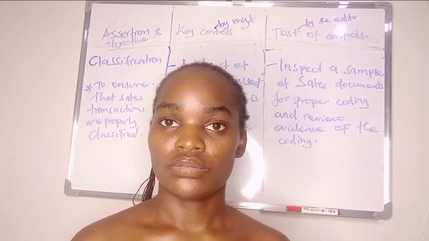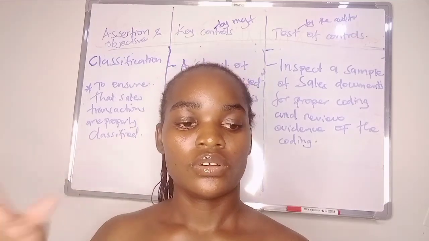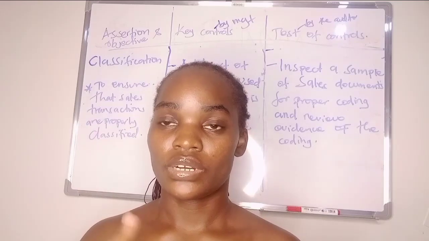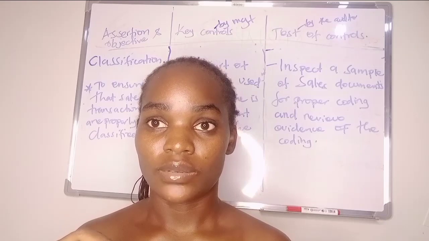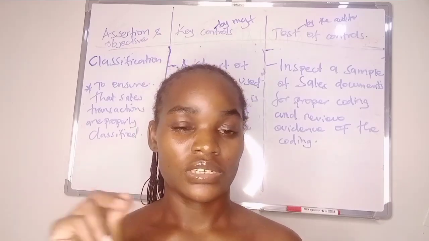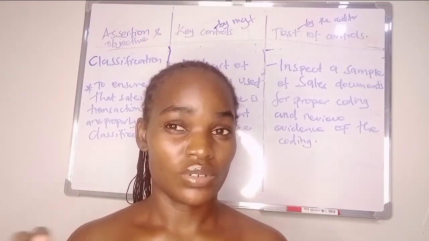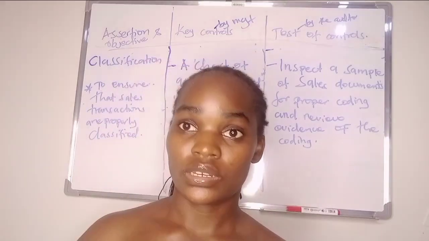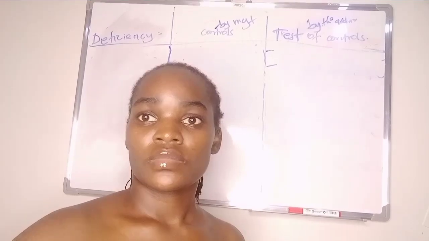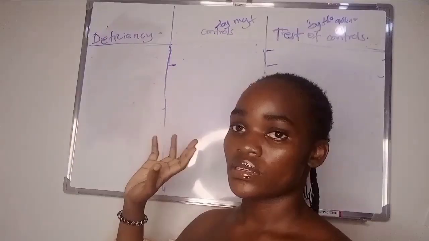So we are going to draw a table showing deficiency, control, and then test of control. But in the paper, unless they have told you to draw a table, don't draw a table. You write a deficiency, its control, and test of controls, unless they have specified that you draw a table. So this is how we are going to answer our question.